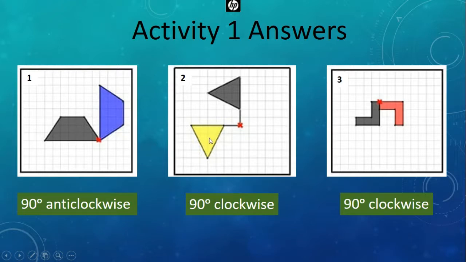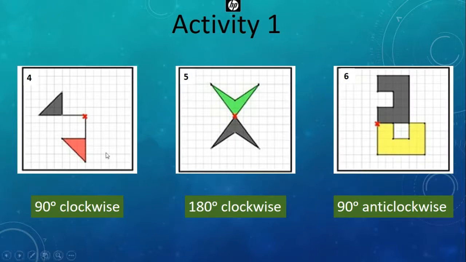Question 2, 90 degrees clockwise. Here's our angle, drawn in like the flag has drawn in the 90 degree angle. Question 3, there's our point of origin, you put your pencil there. If we move the red shape around 90 degrees clockwise, we would get it to fit on top of the grey shape. Questions 4, 5 and 6.